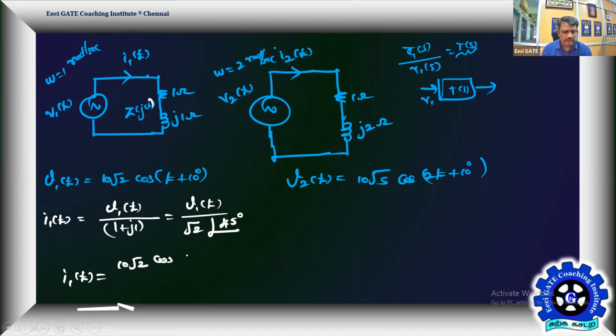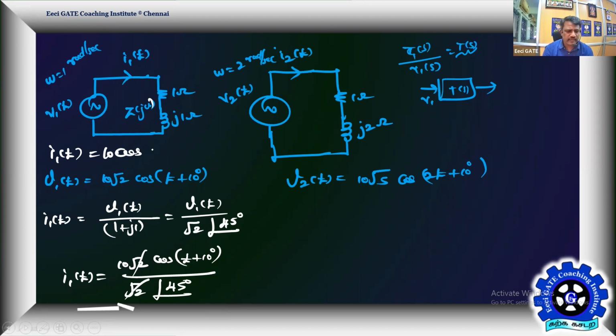Okay, cos(t + 10 degrees), the whole divided by root 2 at an angle of 45 degrees. And root 2 will get cancelled. Let me write the result here. What is the result? I1 of t is going to be 10 cos(t), taking the angle to the numerator, 10 minus 45 will become minus 35 degrees.